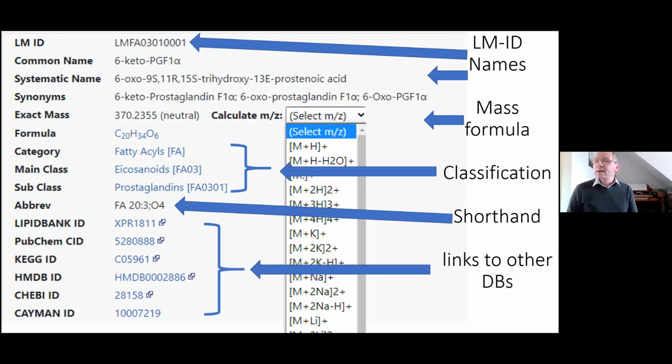And then there are the links to other databases and other resources, so you can see what other databases have the same information. And I will give you a warning about that at the end of the talk, but just bear in mind, lots of databases have the same information doesn't mean it's right.